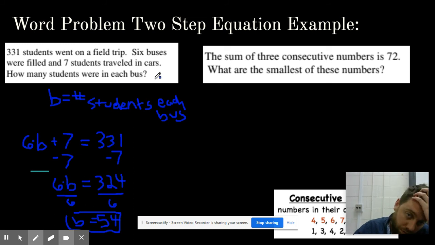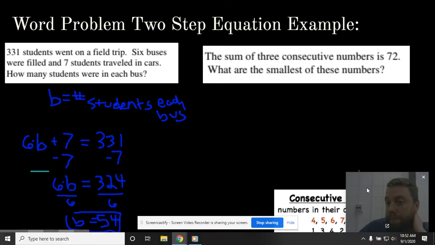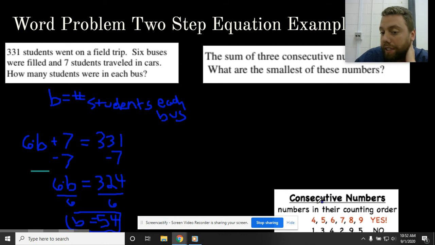Now, the next one, we need some vocabulary first. Consecutive. Consecutive means one after the other. So consecutive, you can think of counting, like 1, 2, 3 are consecutive, or 21, 22, 23, or 47, 48, 49. These are all consecutive, okay?